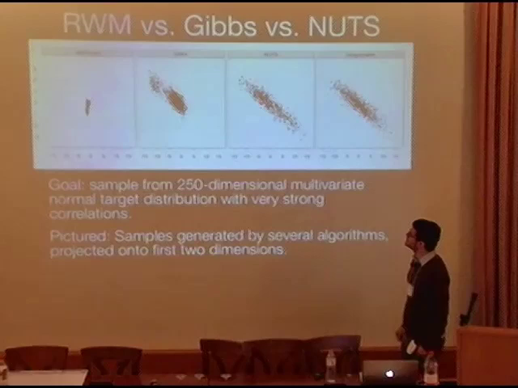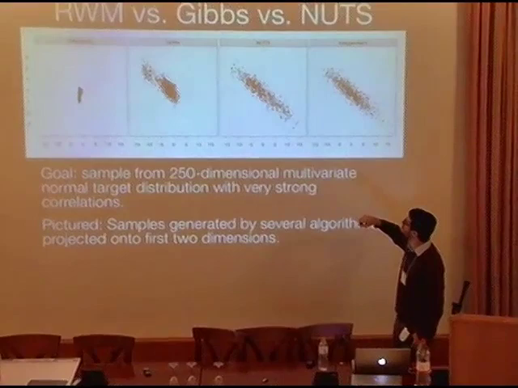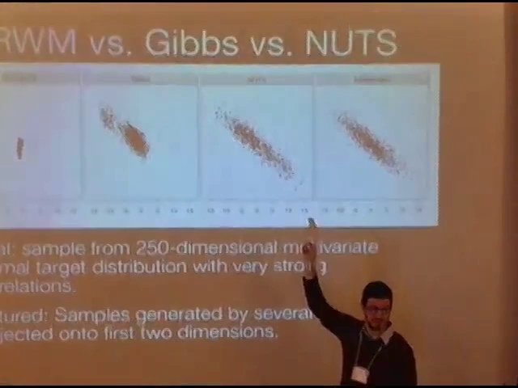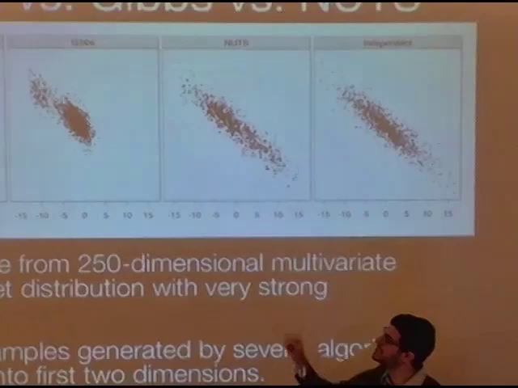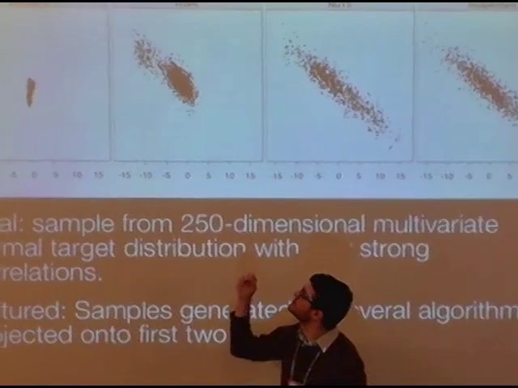So there are very strong correlations between every variable. Here on the right are some independent samples drawn from that distribution. Here are some samples generated by NUTS, which is, like I said, an extension of this Hamiltonian sampling idea. You can see it's done a reasonable job of sampling from the target distribution.